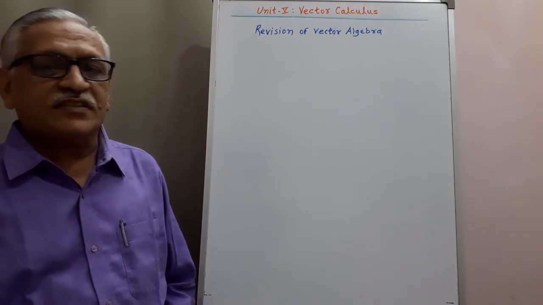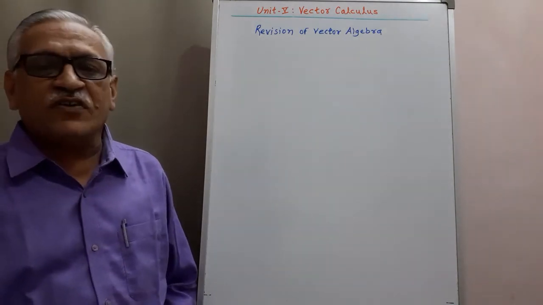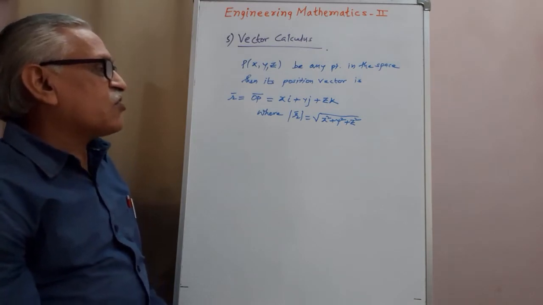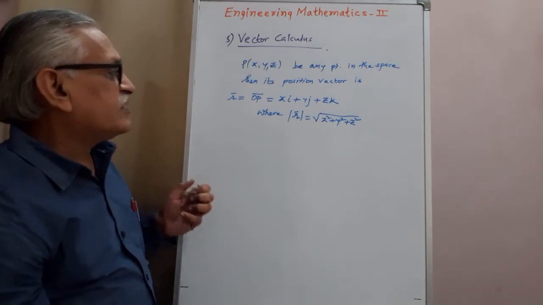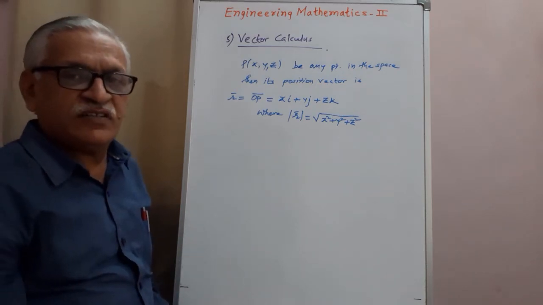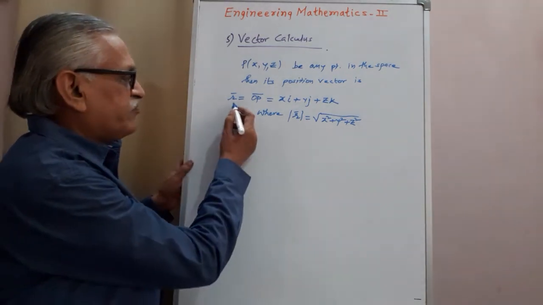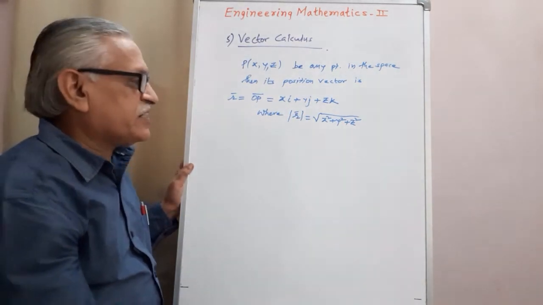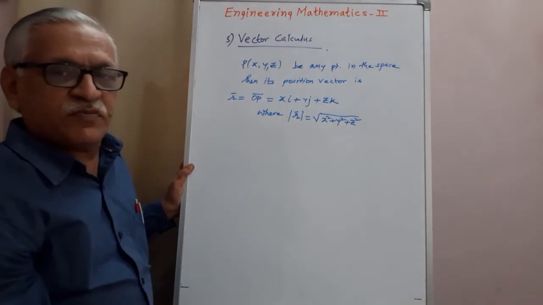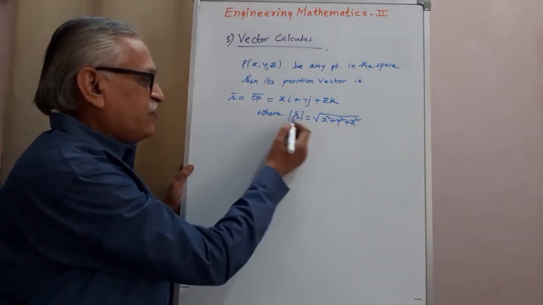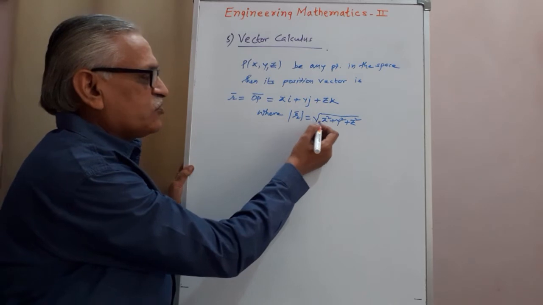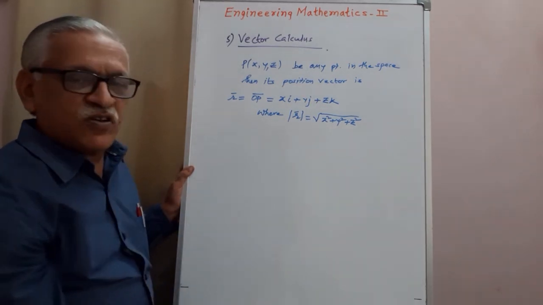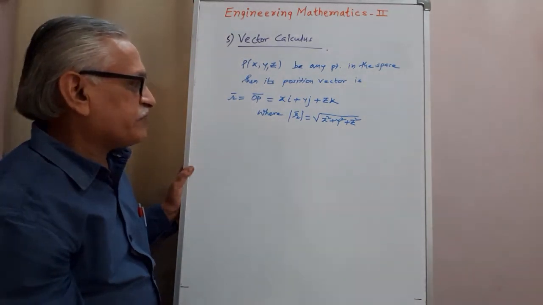First point I will discuss is a revision of vector algebra. If P is a point in space with coordinates x, y, z, and we join that point P with the origin, we get vector OP equals xi plus yj plus zk. That vector is called the position vector of the point P. If we find the modulus of this vector, we get root of x square plus y square plus z square, called the modulus of vector OP.